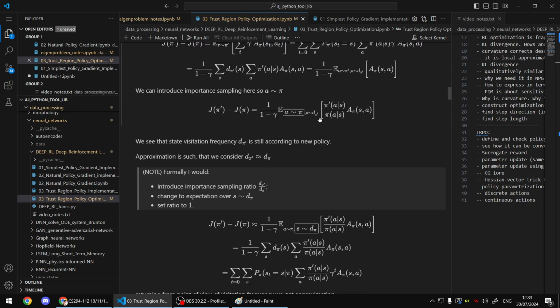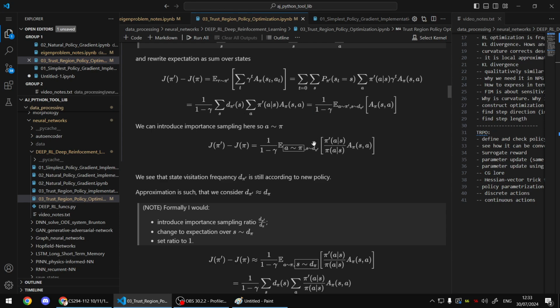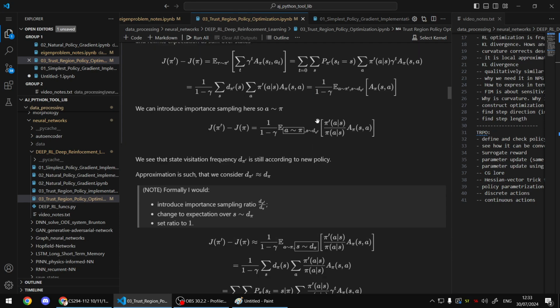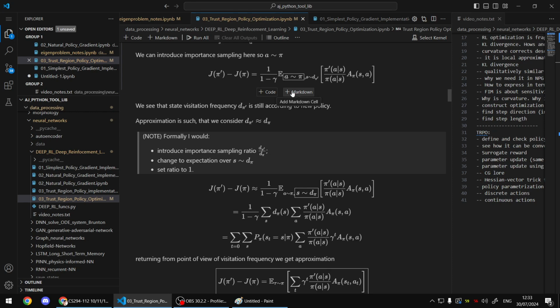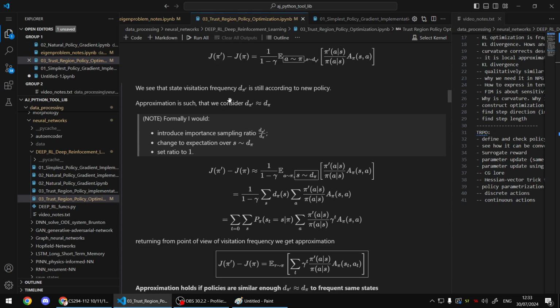But then we can still see that the state visitation frequency is still a sample from this particular distribution, which is related to the new policy, and we cannot do actually anything about it, not explicitly. So our best choice is to basically say, okay, let's consider that this particular distribution is similar in both cases, between old and new policy.